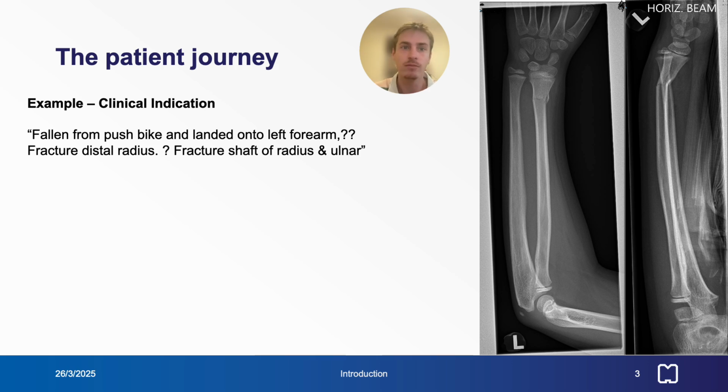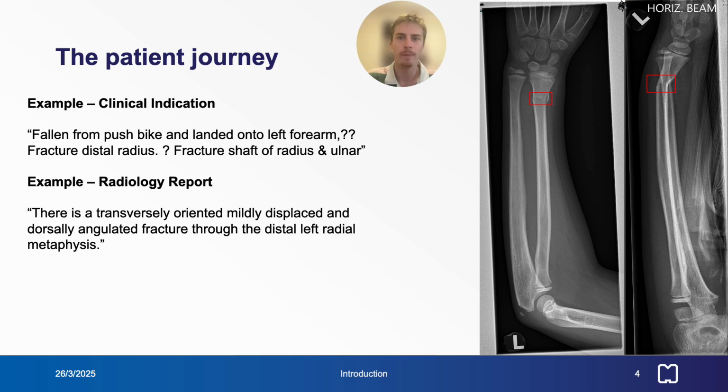In this example, the clinical indication was given as fallen from push bike and landed onto left forearm, querying fracture of the distal radius or fracture of the shaft of radius and ulna. Now, as you can see in the red bounding boxes, the fracture is quite obvious in this case. The report found that there is a transversely oriented, mildly displaced and dorsally angulated fracture through the distal left radial metaphysis.